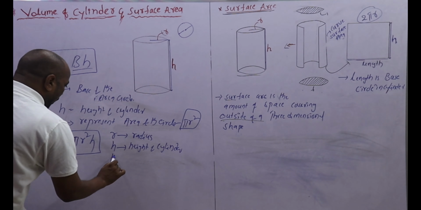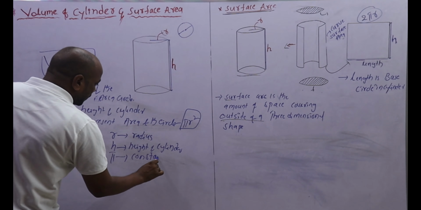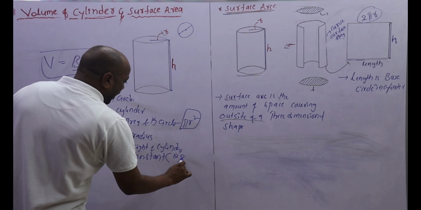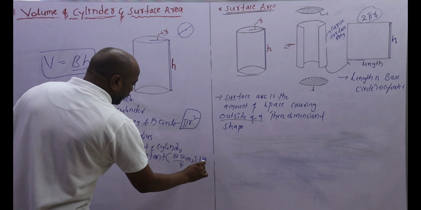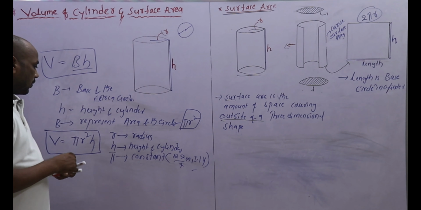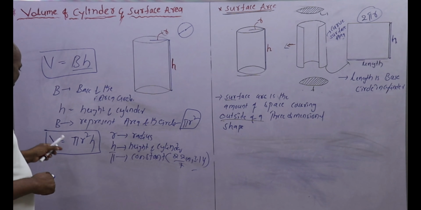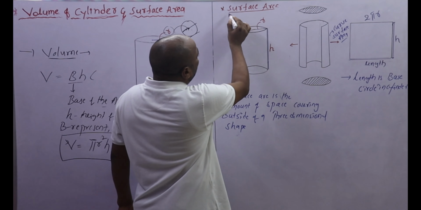And pi is a constant. Its value is 22/7 or 3.14. It is the value of pi. It is a constant. This is the formula of volume of a cylinder.